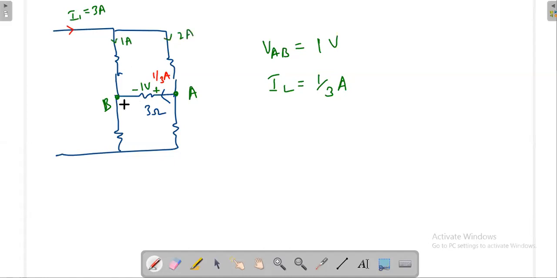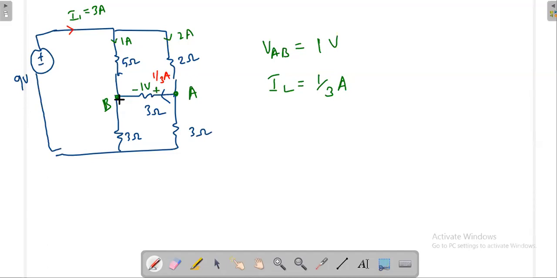Okay, and once you know this current, what are the resistance values? This is 5 ohm, this is 2 ohm, this is 3 ohm, this is 3 ohm. The source was a 9 volt source. Now this is 1 ampere, this is 1 by 3 ampere. That means how much current will flow here?